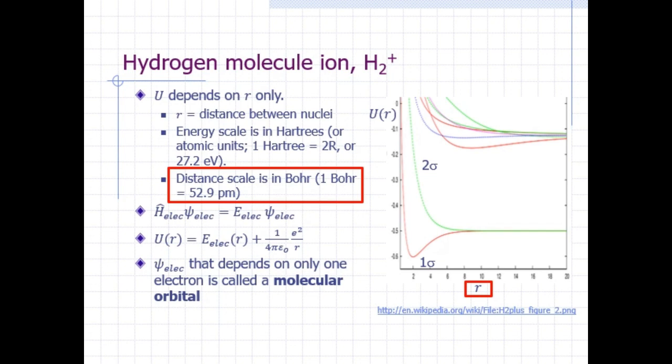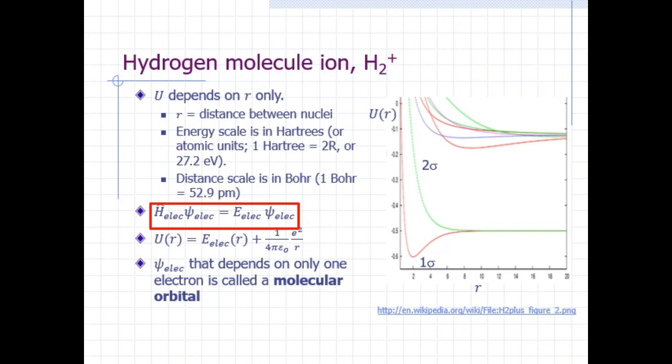Since we get a set of eigenvalues for the electronic Hamiltonian for a given r, we get a series of potential energy curves. We say that each curve corresponds to an electronic state. In the figure here, the red curve labeled as 1 sigma traces the lowest values for the molecular potential energy. So this curve represents the ground electronic state of H2+. The first excited electronic state is the green curve labeled as 2 sigma.